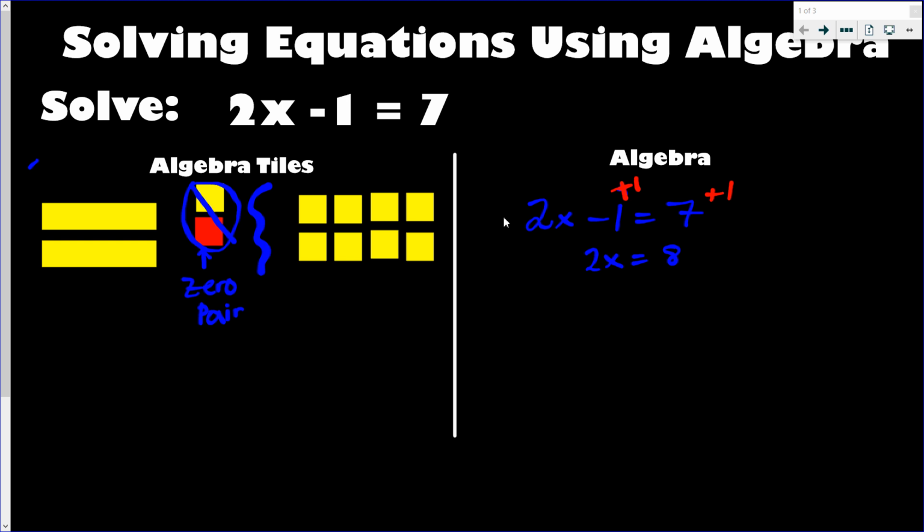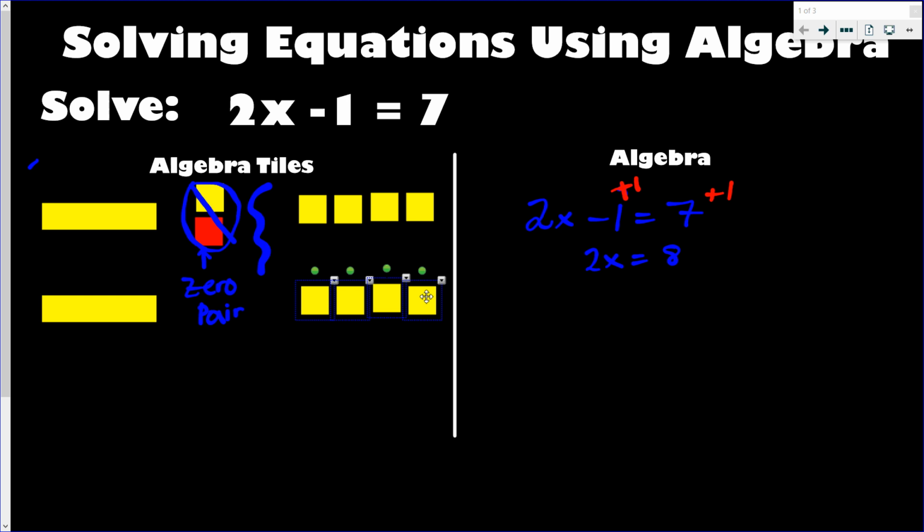Now, if we were doing algebra tiles, what I would tell you at this step, once you have the x tiles on one side and the 1 tiles on the other side, is to divide it into however many x tiles you have. So we have 2. So we would have to divide it into 2 even groups. So I'll make it a little more obvious by separating them, right? So I have 2 even groups here. I've divided them into equal groups. And that tells me that x is equal to 4.